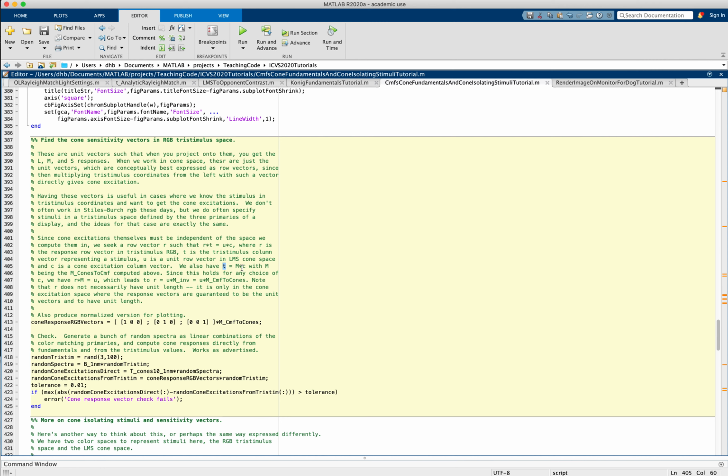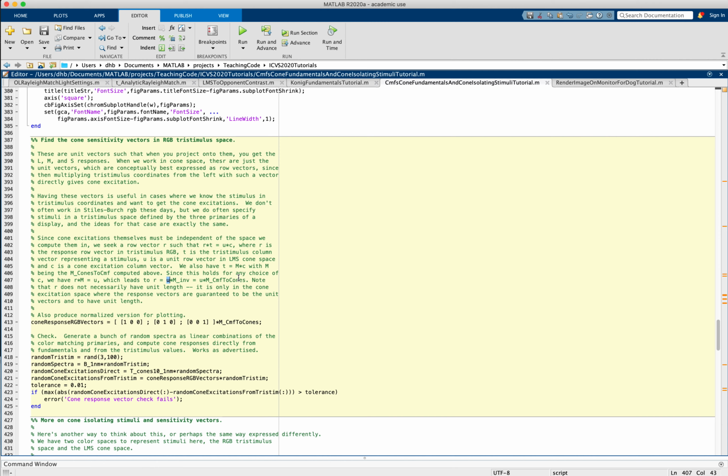In any case, since this equation here and this equation here hold for any choice of C, and we set M here to be this matrix, we have R times M, plugging in for T, is equal to U, since we just dropped off the C, since this equation has to be true for any C. And then we can solve for R by multiplying from the right by M inverse. So we have R, the thing we're after, is the unit vector times the inverse of M, which in this case is the matrix CMF to cones, which we also derived above.